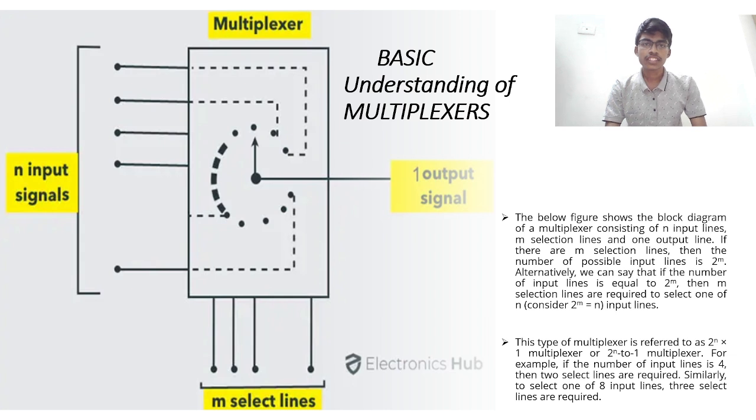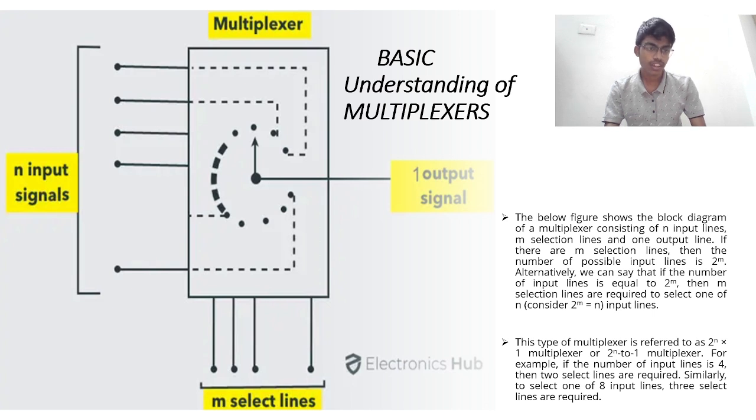The basic understanding of a multiplexer along with its pictorial diagram has been depicted in the picture. Let n be the number of input signals, and at the same time let m selection lines be present in the multiplexer with only one output signal. We know that based on the value of m, n is equal to 2 power m as per the principle of a multiplexer. So this diagram illustrates the basic idea of a multiplexer.